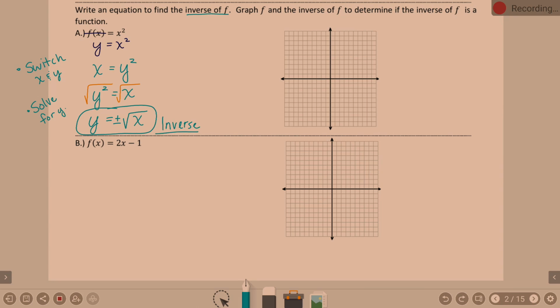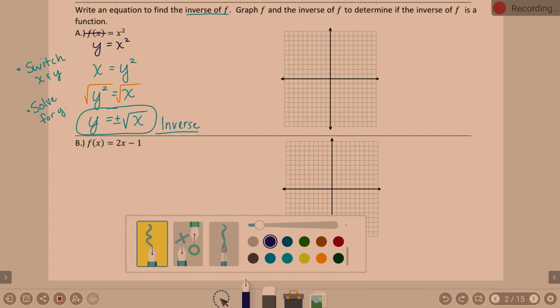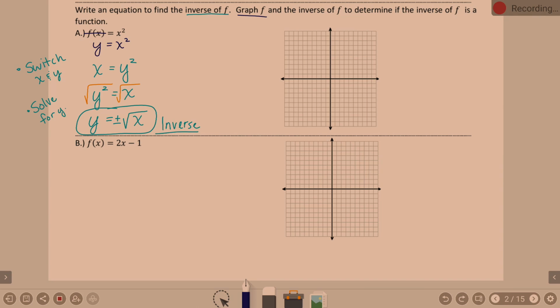That was the first thing they asked us to do. Write an equation, find the inverse of f. Okay, check that off the list. Graph f and the inverse of f. So, let's start by graphing f. Okay, what was my original f? That was the y equals x squared.